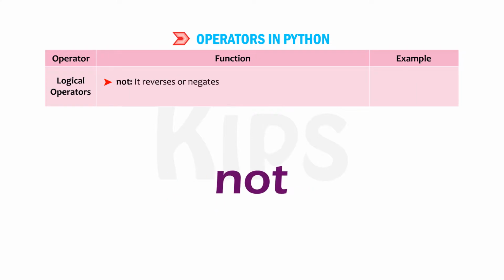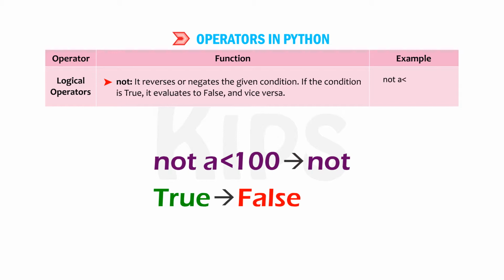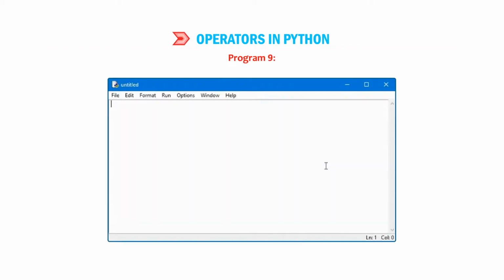Not reverses or negates the given condition. If the condition is true, it evaluates to false and vice versa. Not (A is smaller than 100): not true gives false.